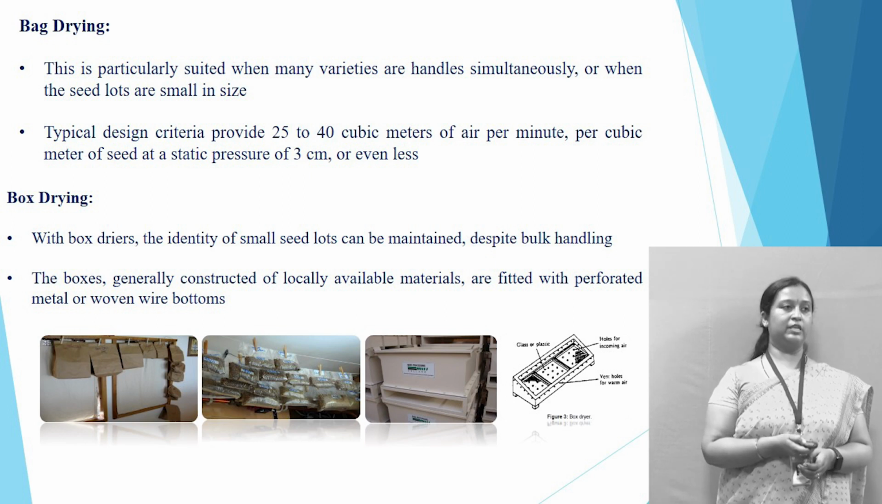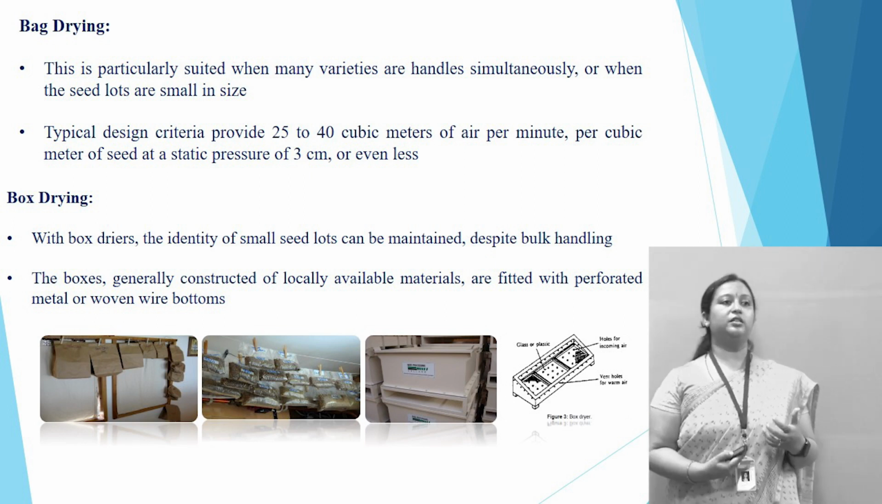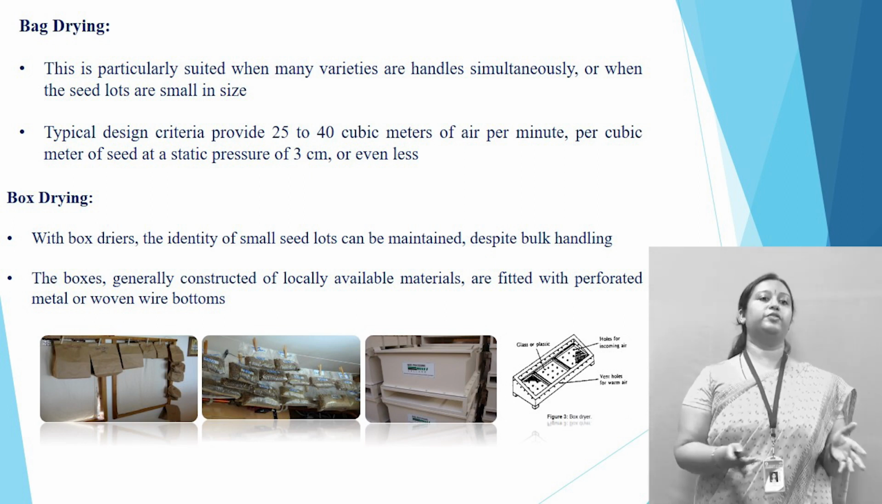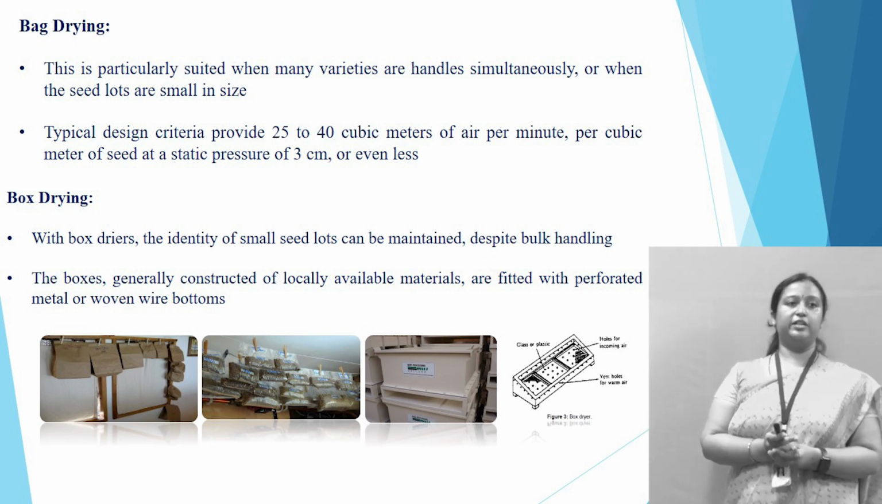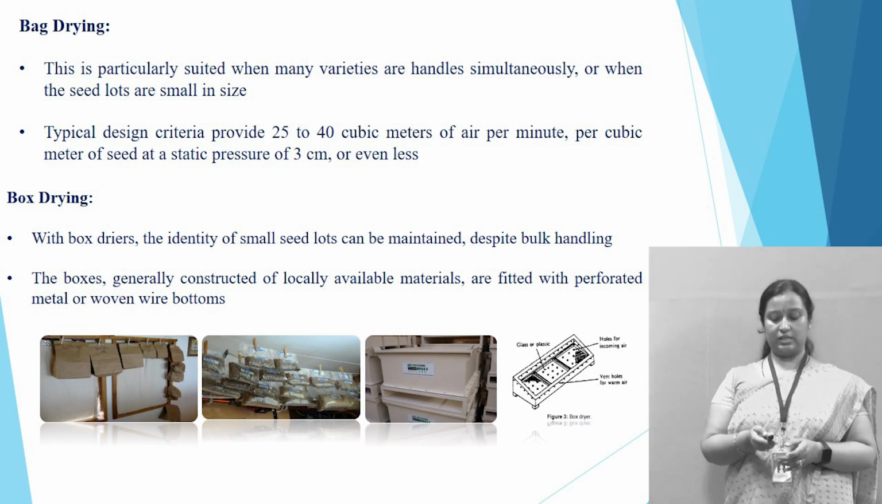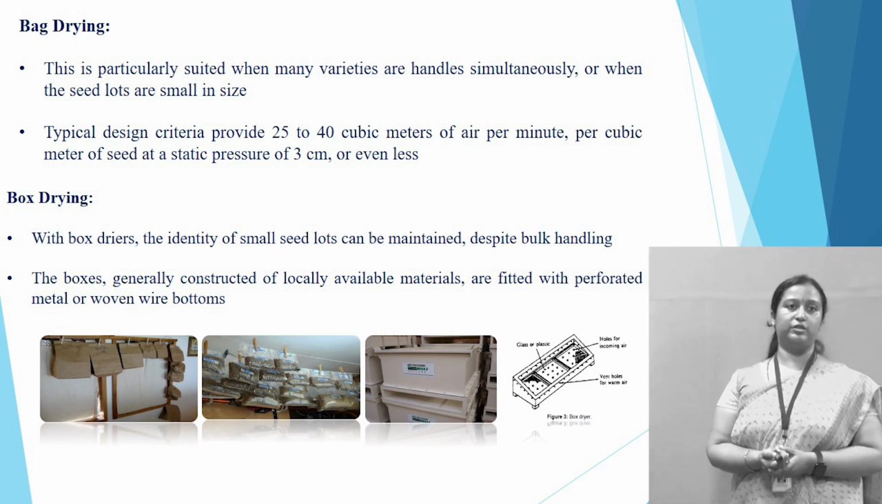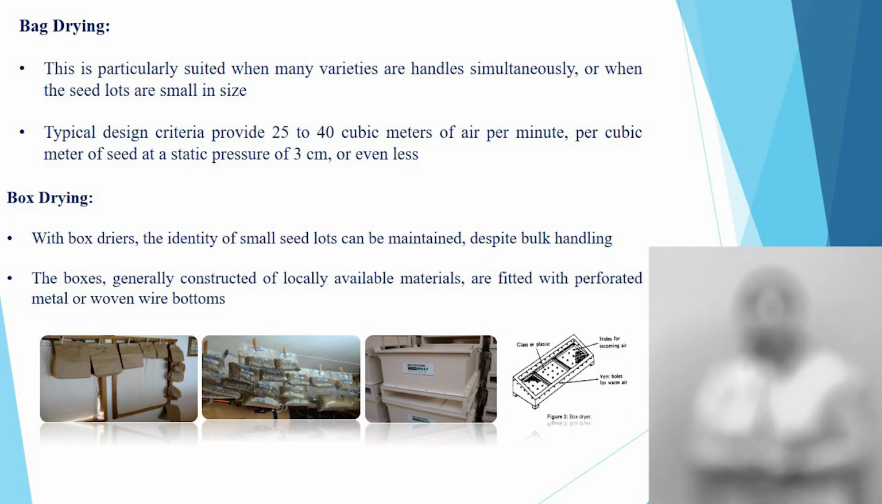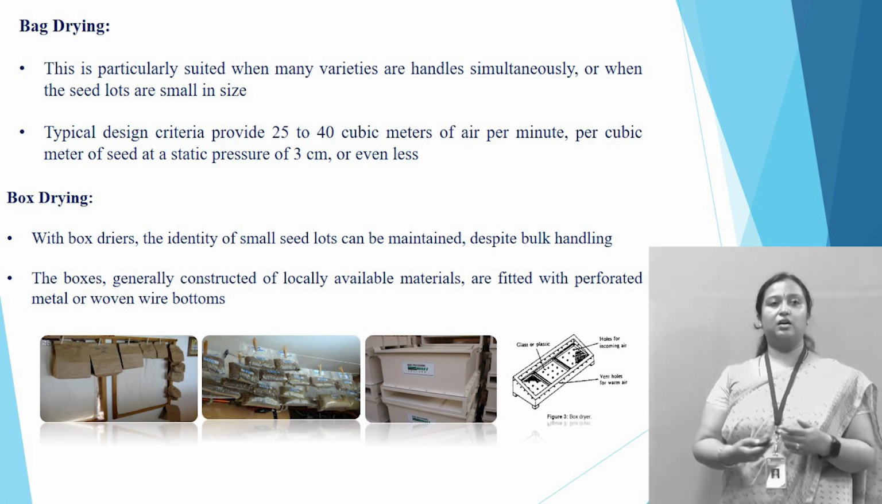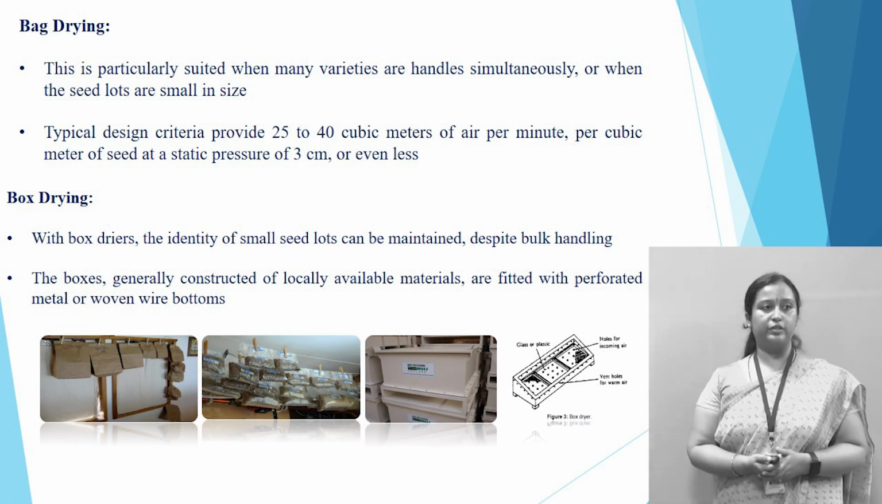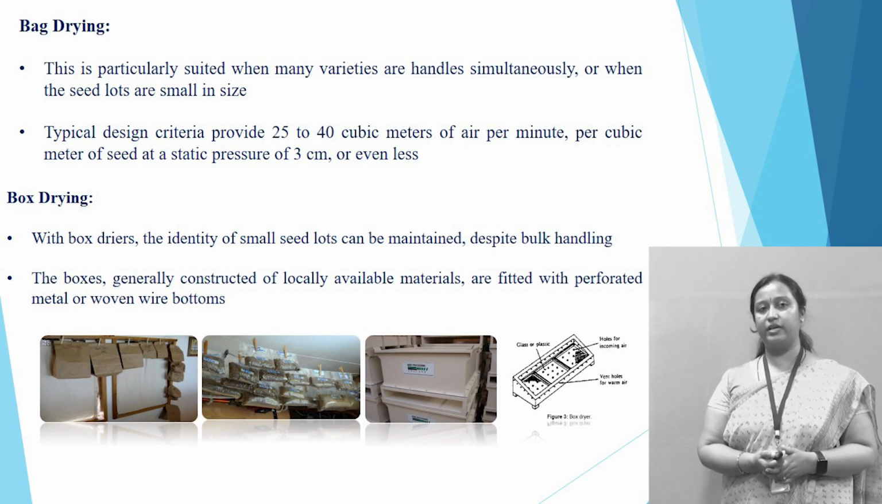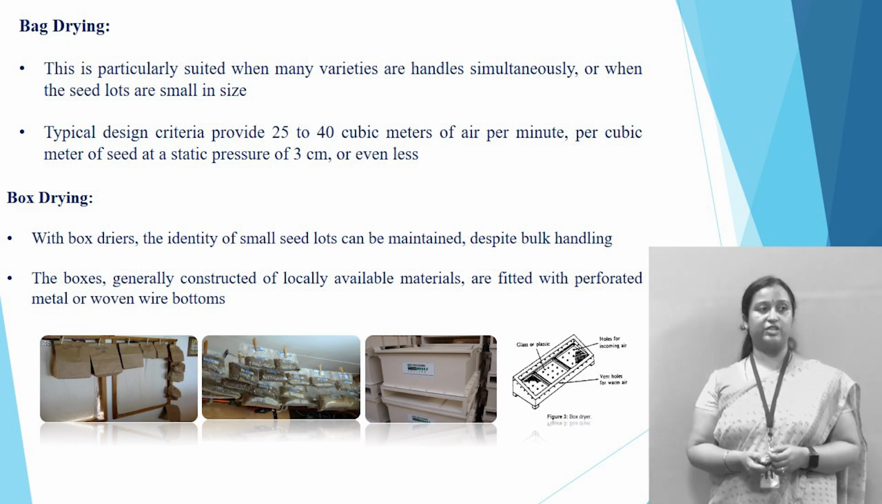Box drying is another method of drying, where the box dryer is a small box with perforated ventilating holes, as you can see in this picture. These are usually plastic or glass boxes. They have many holes and vents, and using locally available materials, they are fitted with perforated metal or woven wire bottoms. They are used to dry the seeds.